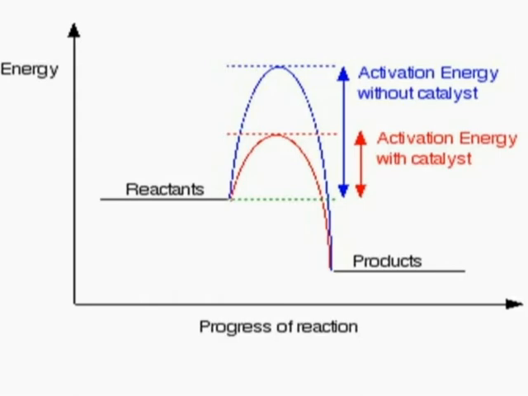A catalyst provides an alternative route for a reaction. This alternative route has lower activation energy, thus making it easier to react. This can be shown on an energy profile like this, where energy is on the y-axis and progress of reaction on the x-axis. As you can see, the blue line or curve is the activation energy without the catalyst, which is much higher than the red, which is the use of a catalyst.